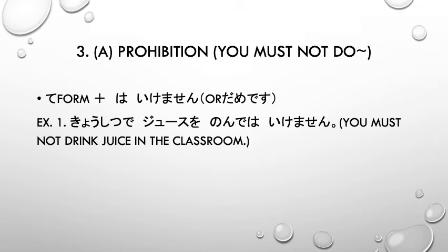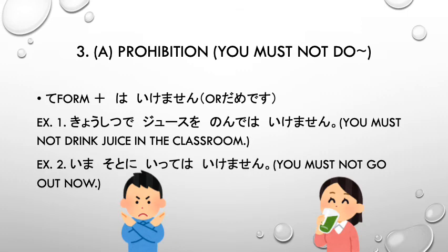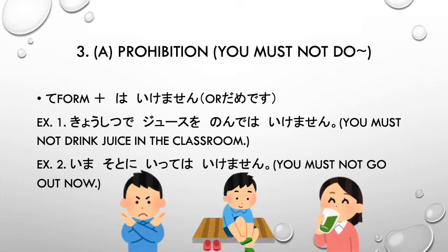Example 1. 教室でジュースを飲んではいけません。飲みます is to drink, and 飲んで is the te form of 飲みます. So 教室でジュースを飲んではいけません. You must not drink juice in the classroom. Example 2. 今、外に行ってはいけません。You must not go outside now. いいですか? So it's a prohibition. You must not do something.